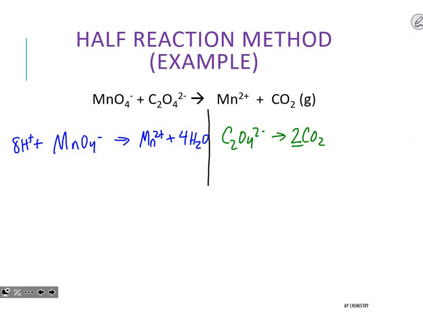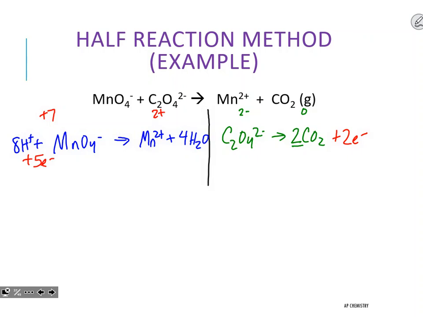Now it's time to look at charge. So this is -2. This is 0. So where do we need to add in our electrons? We need to add 2 electrons over here. Good. Now we have 8 pluses and a -1, so this is +7 on that side. On the right-hand side, we have Mn2+ and 0 from the water, so this is a +2. So that's a change of how many? -5. That's a change of 5. So we need to add in 5 electrons over here.